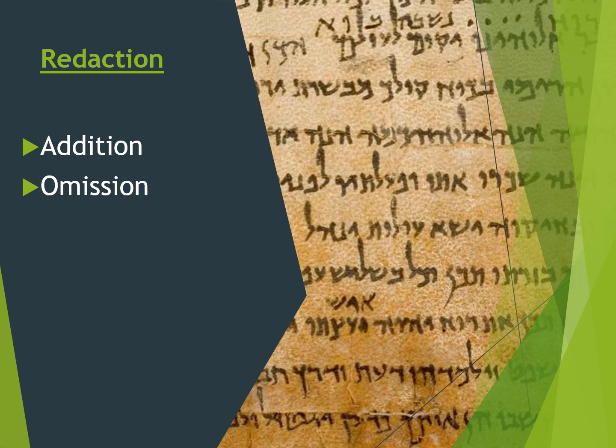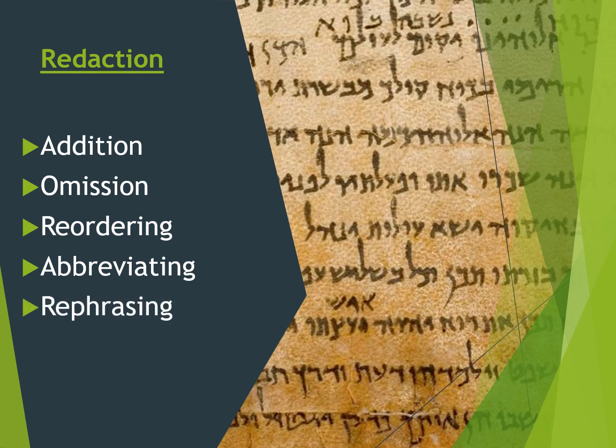Some writers will omit certain elements of the text because they are just simply not needed for what the point they're trying to get across is. Some writers might reorder the text. For the most part, these three Synoptic Gospels follow the same order, but there are some variations among them. Some authors might abbreviate the text and shorten passages that are longer in other sections. And some of it might simply be rephrasing a text.